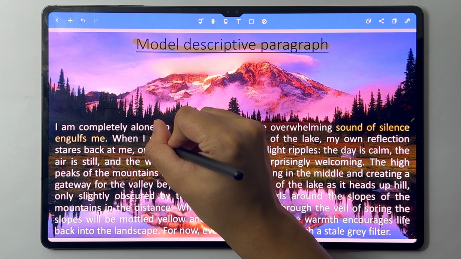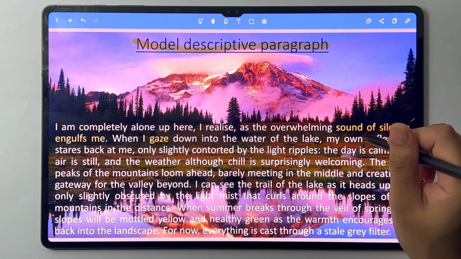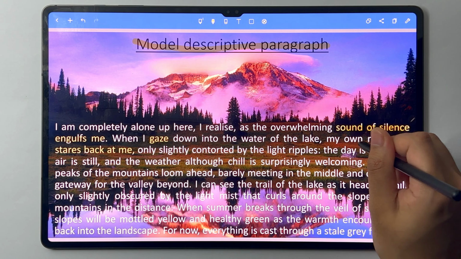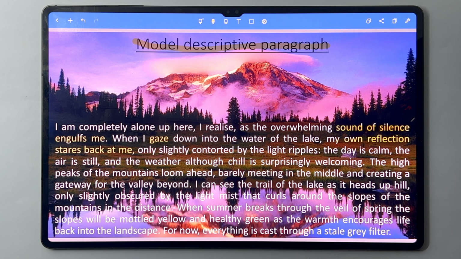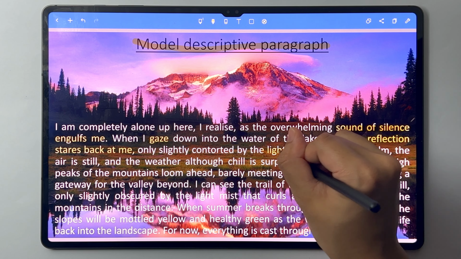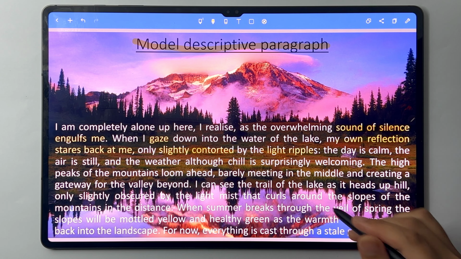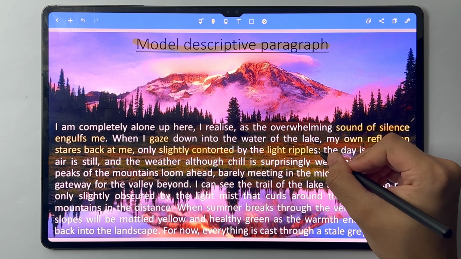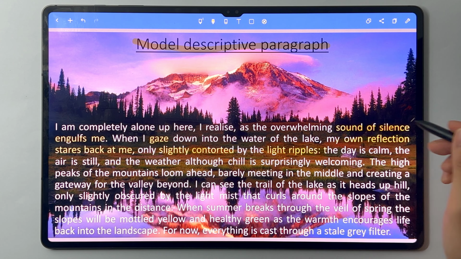When I gaze down, okay, look at the word gaze. When I gaze down into the water of the lake, my own reflection stares back at me. Okay, can your reflection stare back at you? No. So I've clearly used personification here. Only slightly contorted by the light ripples. So my reflection was slightly obscured because of the reflection, okay, and also because of the light ripples. Colon, look at how I've used the colon for effect. Remember, whatever follows the colon is to show emphasis.